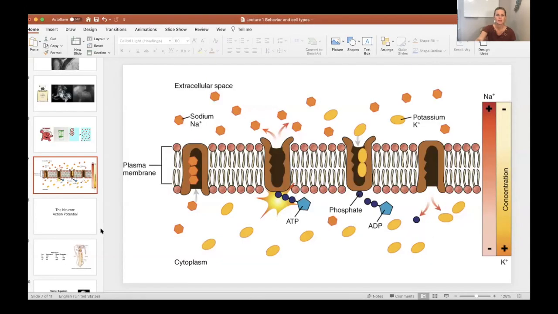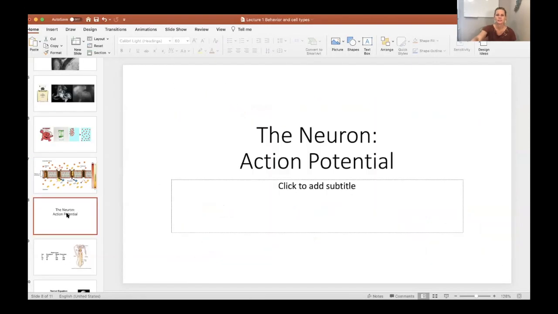For the squid ions is where we're going to start our conversation about the action potential. For the squid ions, you've got potassium that's higher inside the cell and sodium that's higher outside of the cell. Okay, so squid ions then.